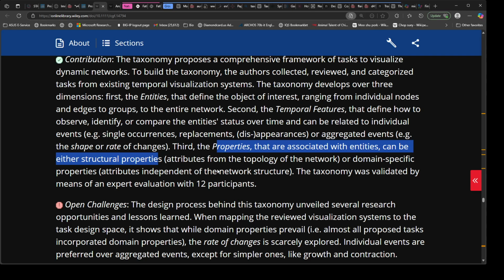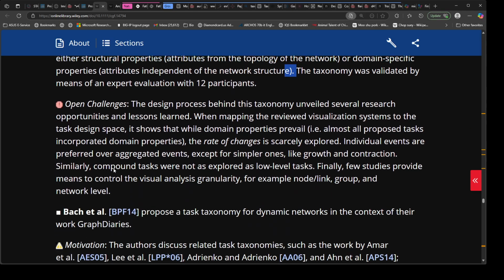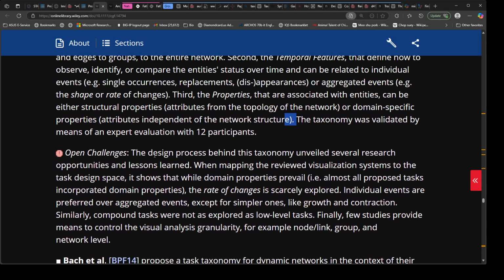The taxonomy was validated by means of an expert evaluation with 12 participants. Open challenges. The design process behind this taxonomy unveiled several research opportunities and lessons learned. When mapping the reviewed visualization systems to the task design space, it shows that while domain properties prevail, i.e. almost all proposed tasks incorporated domain properties, the rate of changes is scarcely explored. Individual events are preferred over aggregated events, except for simpler ones, like growth and contraction.